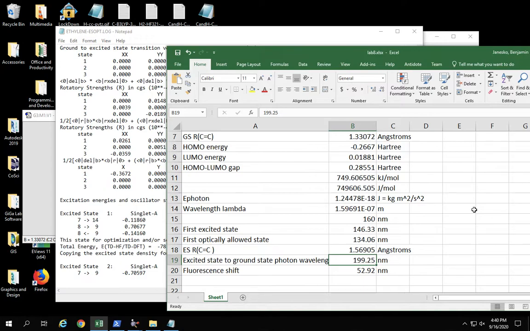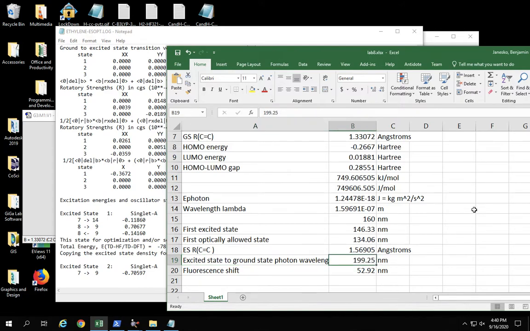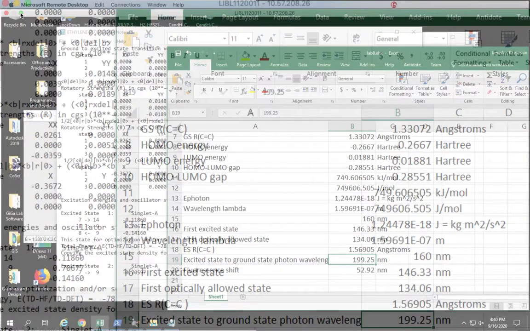What we want to do is take your 7-hydroxycoumarin, compute this excited state to ground state photon wavelength, and then look for how modifications redshift that number. And then that will be it.